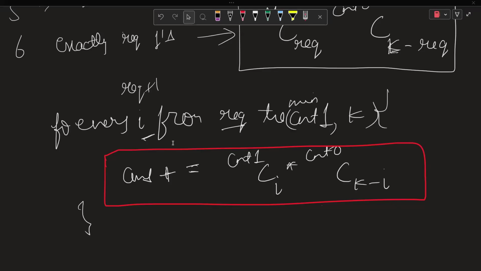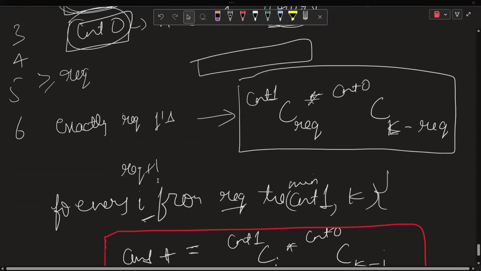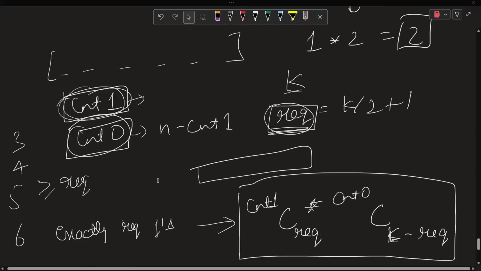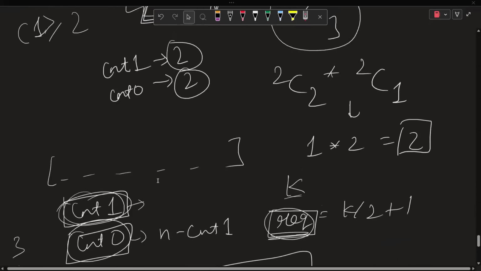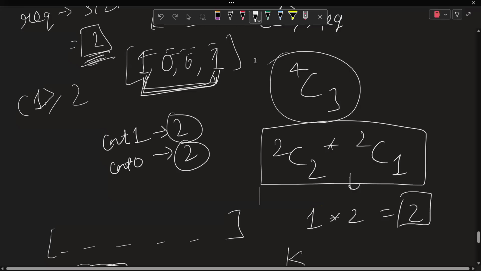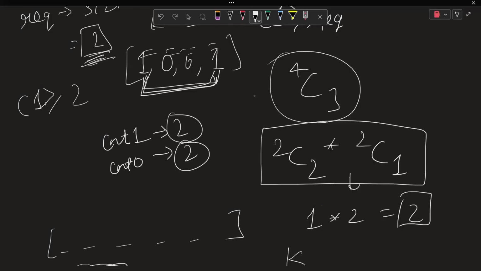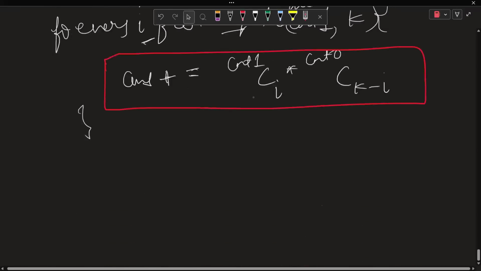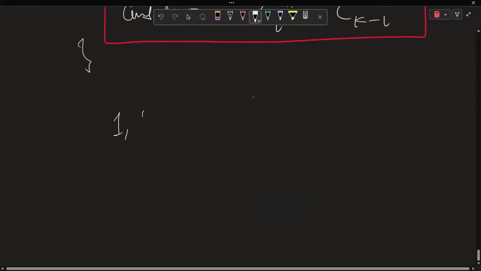Now, Sir, can you repeat your explanation? Okay, so like in the example that I explained, that was clear why we wrote this. Sir, no, sir. Why did you write 2C2 into 2C1? Okay, please. Okay, I'll explain again.